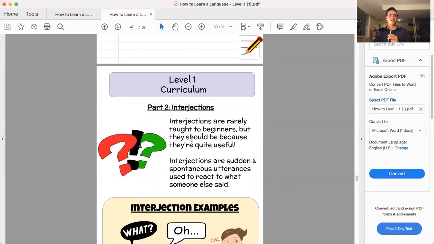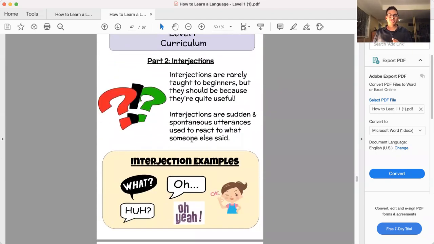Okay. Part 2 of this chapter is interjections. You're not going to find these in any kind of beginner textbook. I don't think I've ever seen any beginner program that includes these. But for me, they're pretty important, because what happens to a lot of language learners is that even at an intermediate level, the language doesn't feel natural. It really feels clunky. They speak really slowly. They can't form the words. And it feels really challenging.